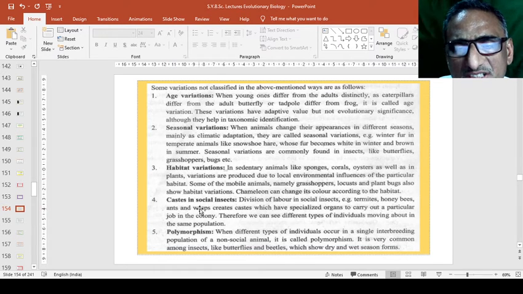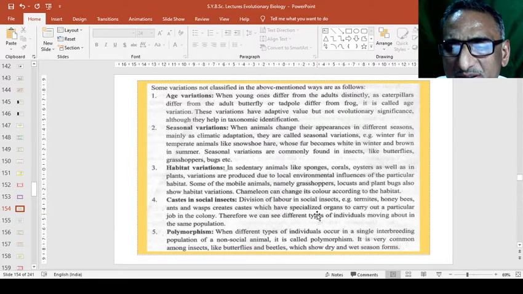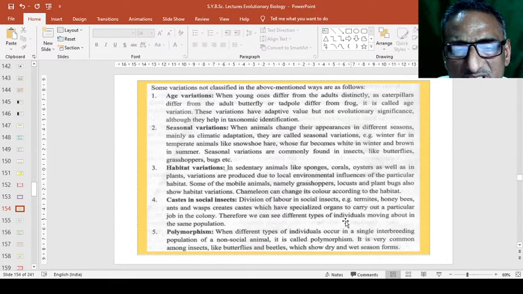Then caste in social insects. So division of labor in social insects, for example termites, honeybees, ants and wasps, creates castes which have specialized organs to carry out a particular job in the colony. For example, the worker bee has a pocket for collection of pollen and nectar. So it is called the pollen basket.